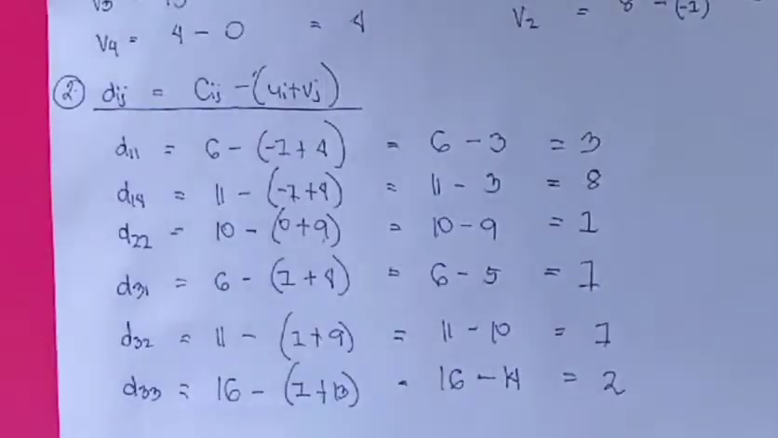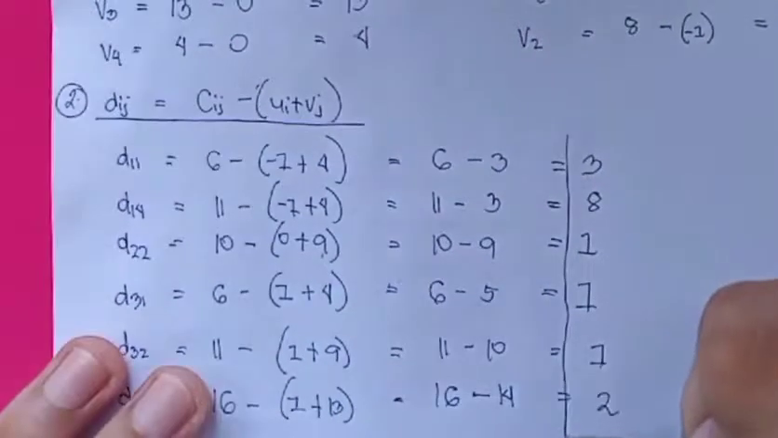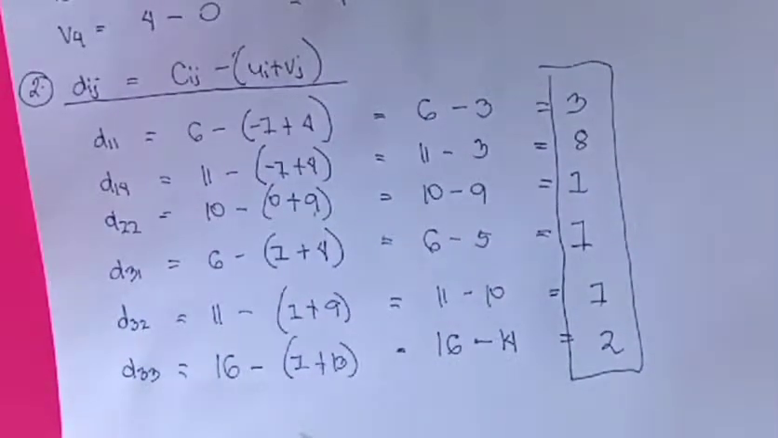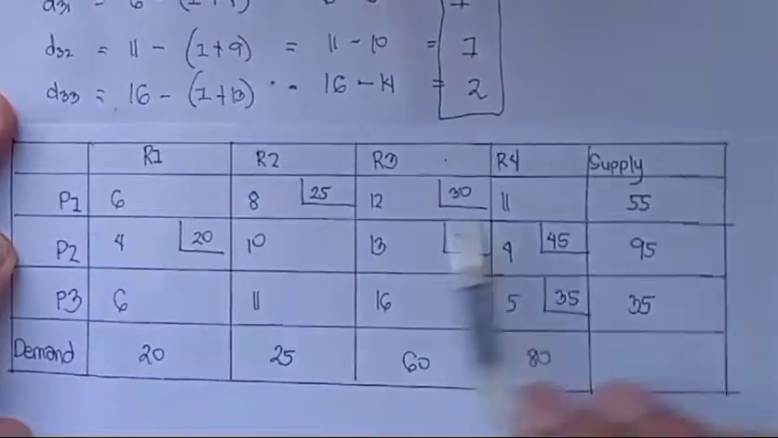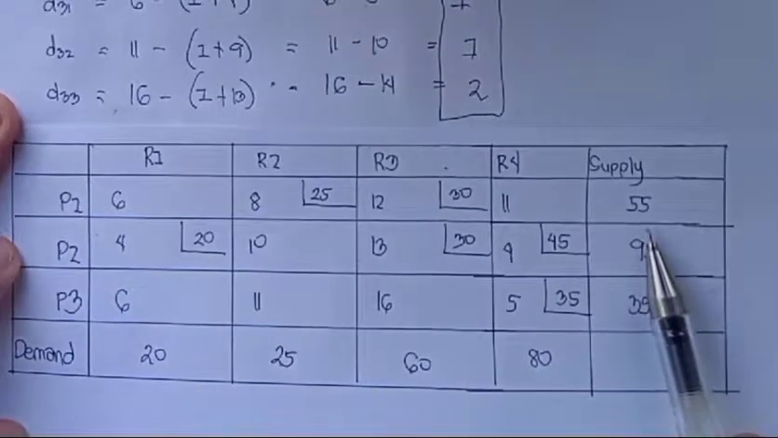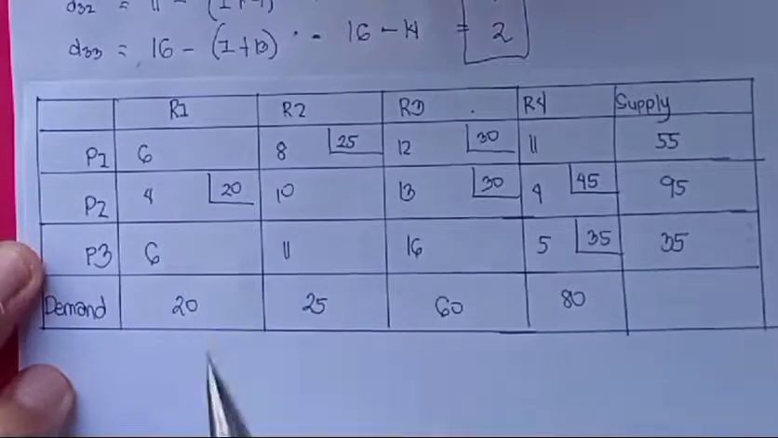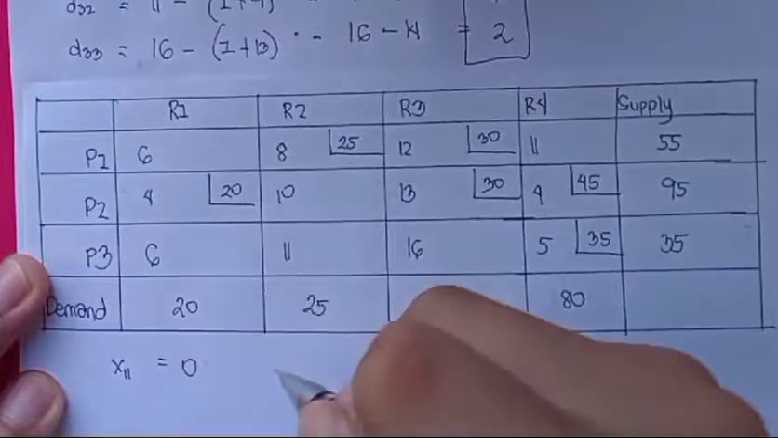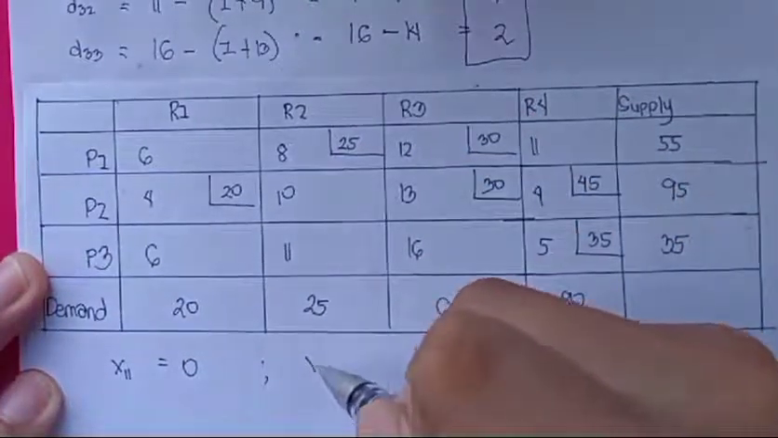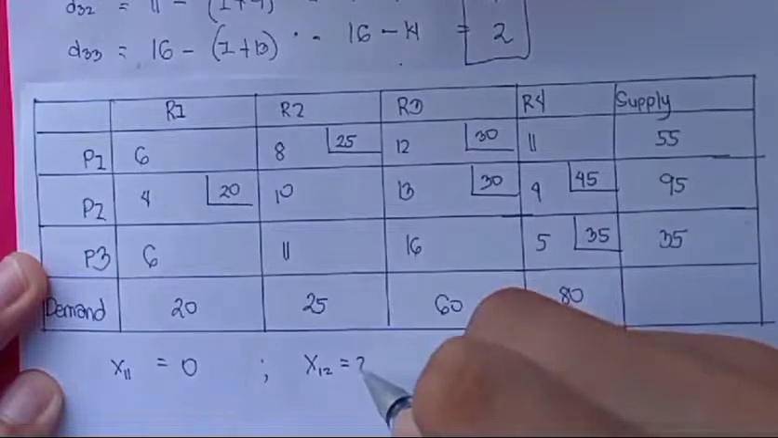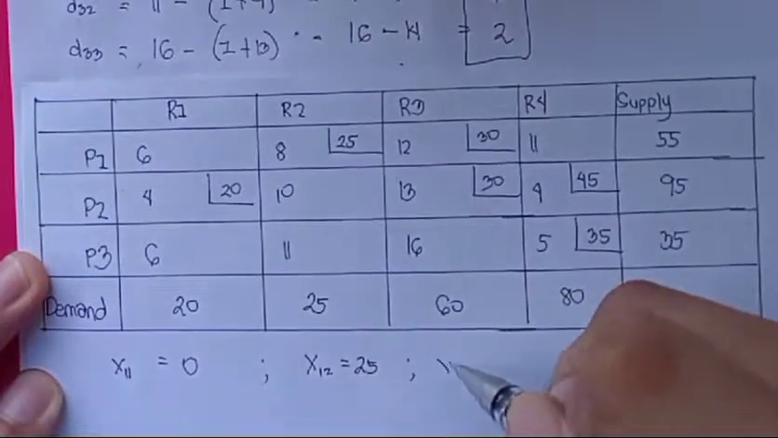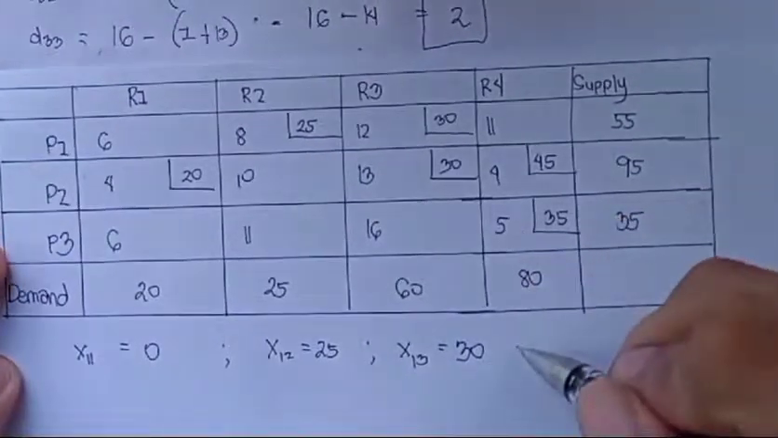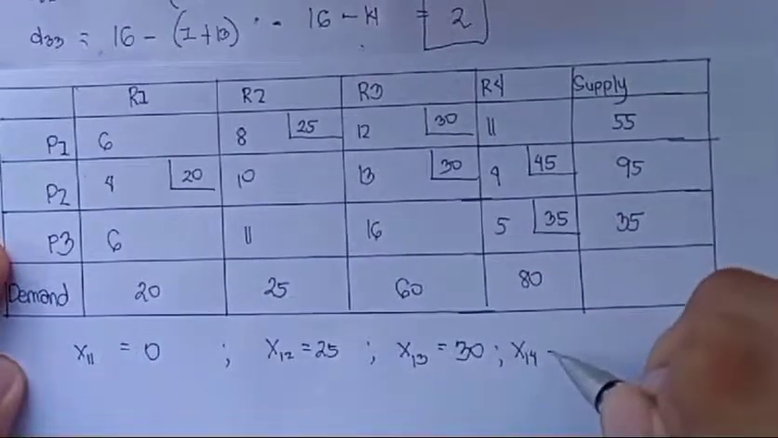So as we can see, there are no negative values in our Dij. So the final optimal solution is arrived at. So this is our final optimal solution. We have x11 is equal to 0. And our x12 is equal to 25. x13 is equal to 30. x14 is equal to 0.